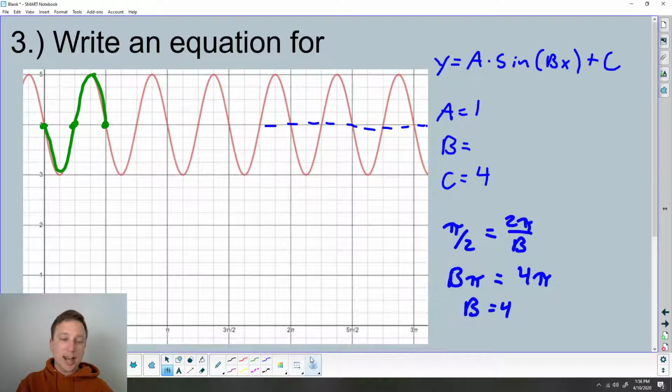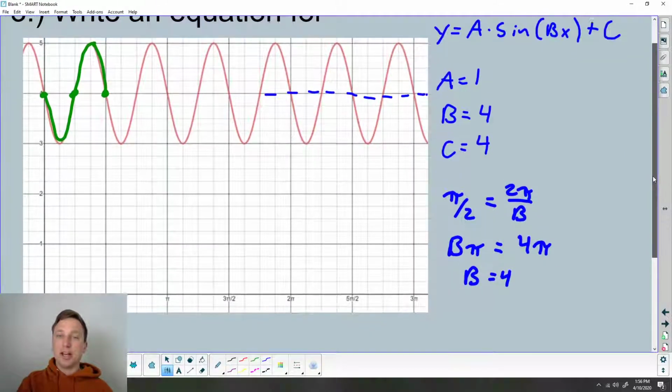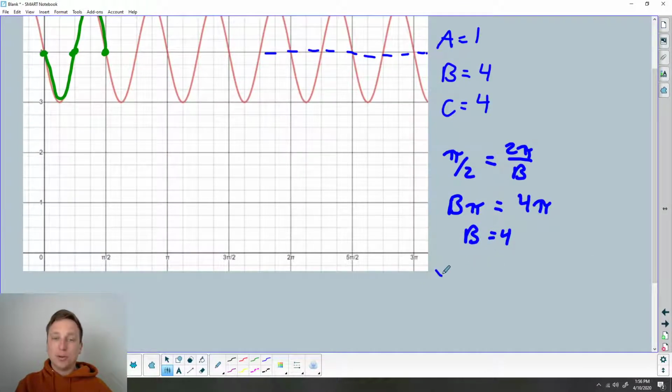So in the end, we have all of our values, A, B, and C. We just said B was 4 as well. So we can write this out. Y is equal to 1 times sine of 4x plus 4. And there's our equation written out.